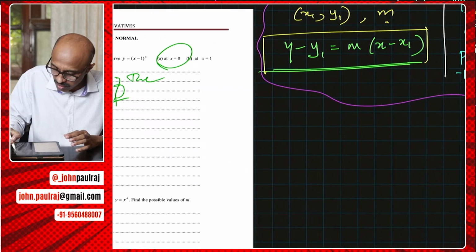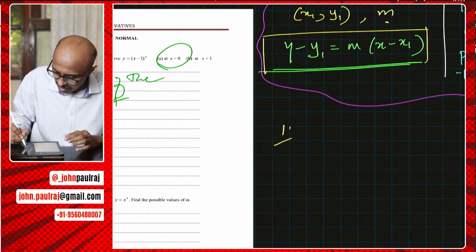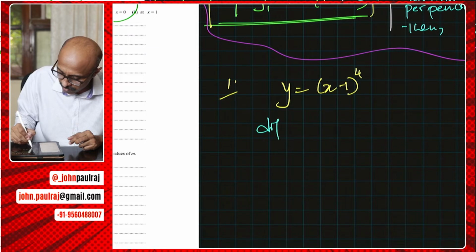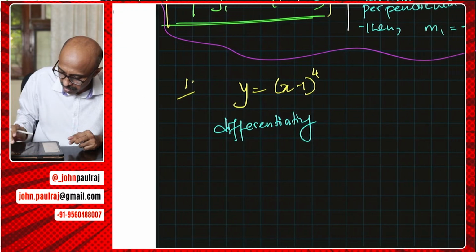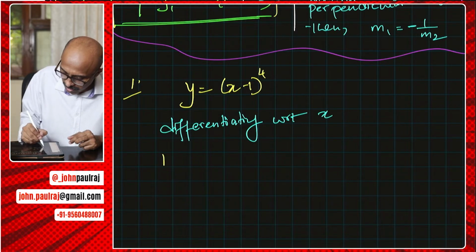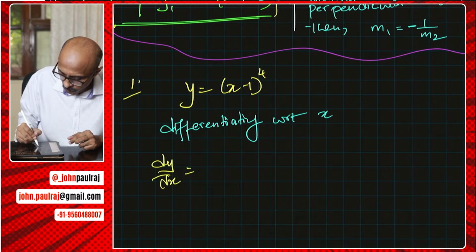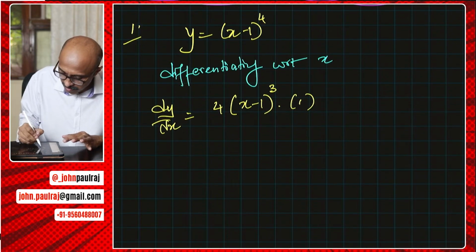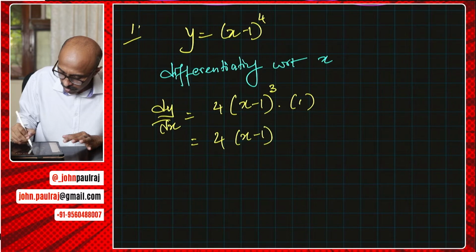I'm going to solve this question here. This is the first question we're looking at. The curve is defined by y equals (x minus 1) to the power of 4. Differentiating with respect to x, we would get dy by dx as 4 times (x minus 1) to the power of 3. This is the chain rule, times the derivative of the term inside, which is just 1. So dy by dx is just 4 times (x minus 1) cubed.